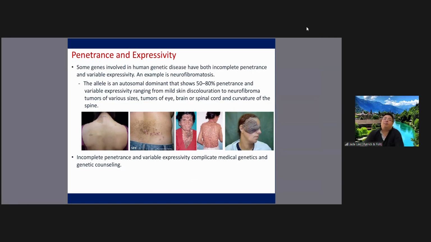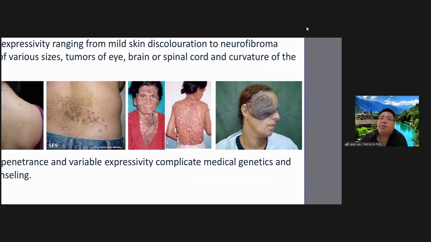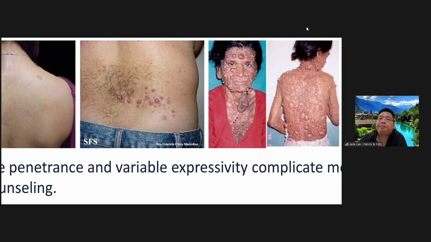Okay, to end this. Okay, and ini pun the penetrance and expressivity, okay, yang boleh kita tengok. Okay, the allele of the autosome dominance that shows 50 to 80% penetrance, variable expressivity ranging from mouse skin discolorations to a neuroblastoma, tumor of various sizes, tumor of the eyes, brain and spinal cord, and curvature of the spine. Ini antara penetrance yang berlainan.